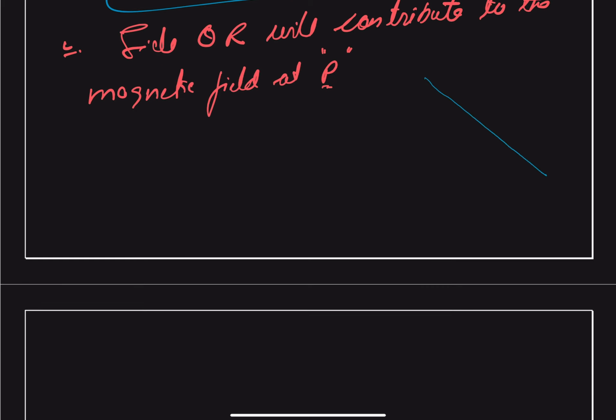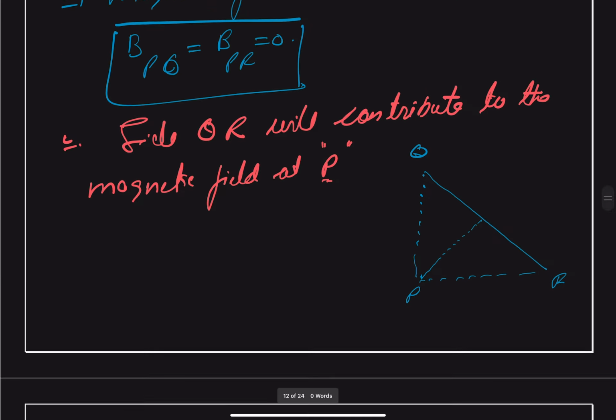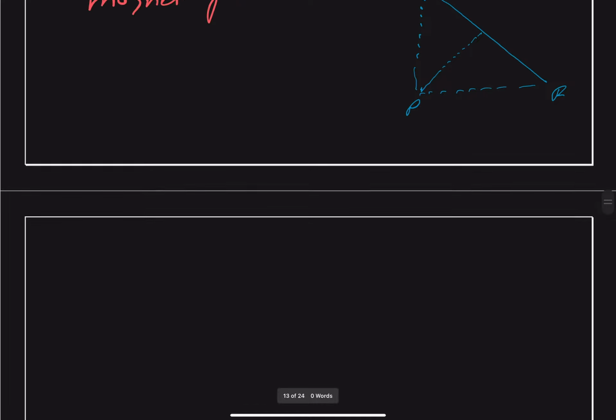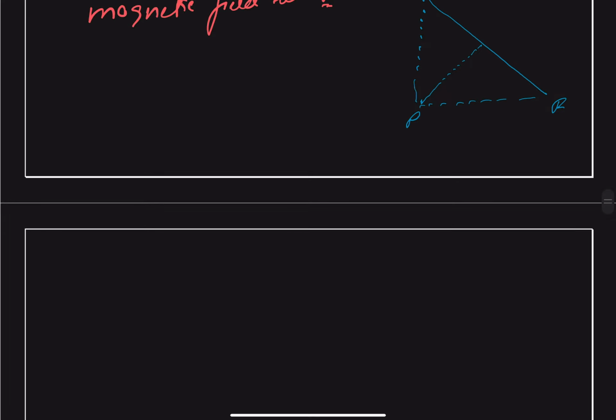So this is our Q and this is our R, and our point P is somewhere here. And let us draw a perpendicular distance between this. So this is our point P. And we can just join these two lines. And this, let us suppose, is our phi 1 and this angle is phi 2. Okay.